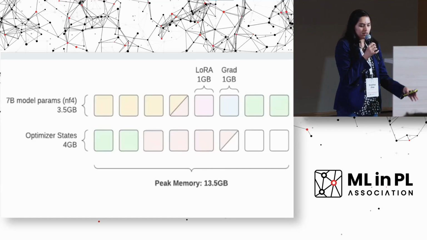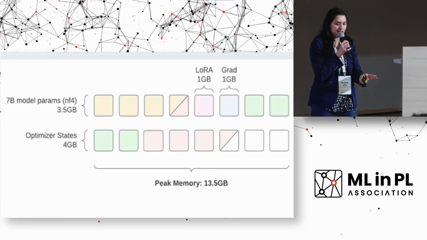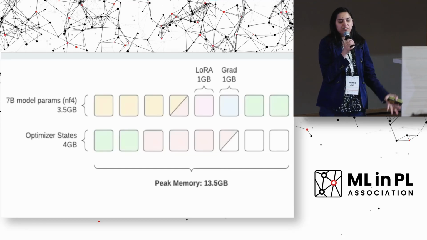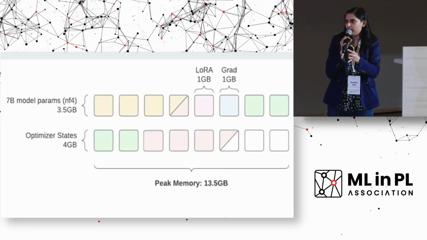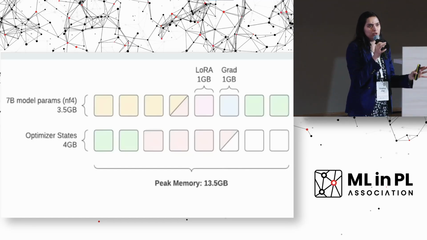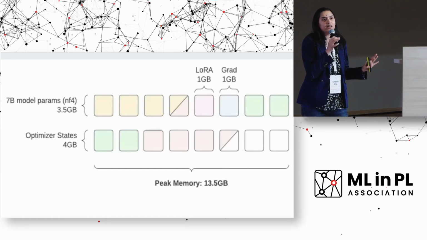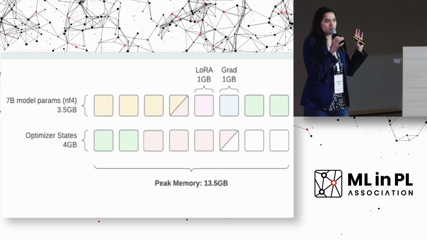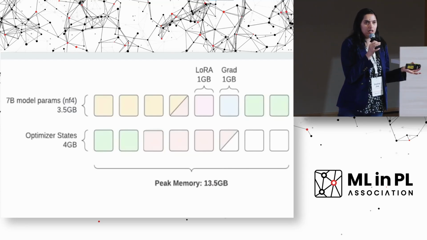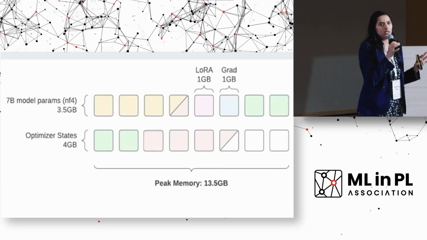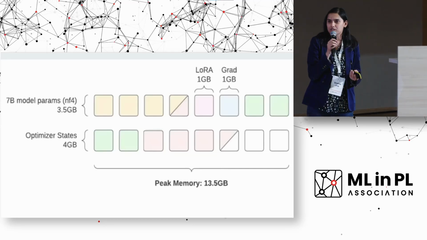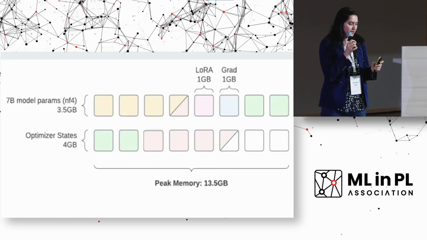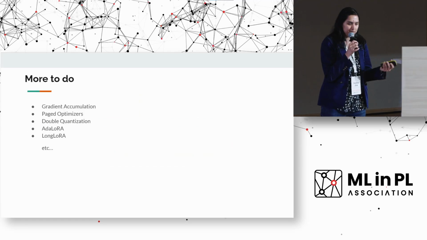So at that point, your peak memory is at 13.5, roughly. You've added 1 gig of LoRA, and I hope it's clear that these are all very back-of-envelope calculations. But at the peak of your QLoRA configuration, you are now fine-tuning a 7 billion parameter model within less than about 14 gigs of memory, which is a massive gain.